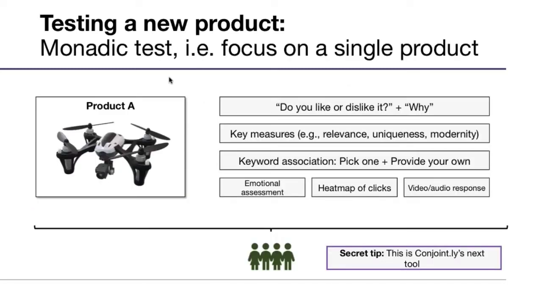In monadic testing, we are focusing on a single product, and we give a bunch of respondents several tasks to assess this product. Typically, those questions are about, do you like it or dislike it? Why?